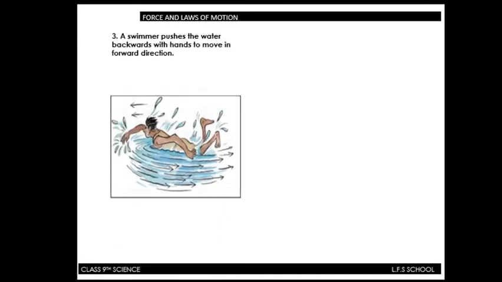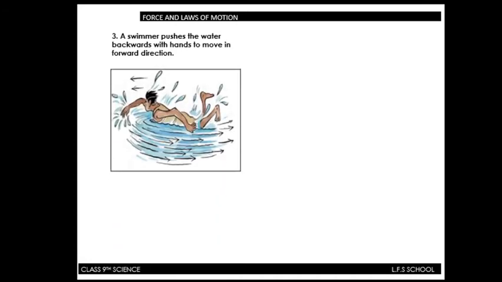This is the recoiling of the gun, related to Newton's third law of motion, and it is also related to the law of conservation of momentum. So, here, the third application of Newton's third law of motion is that a swimmer pushes the water backward with the hand to move in a forward direction.